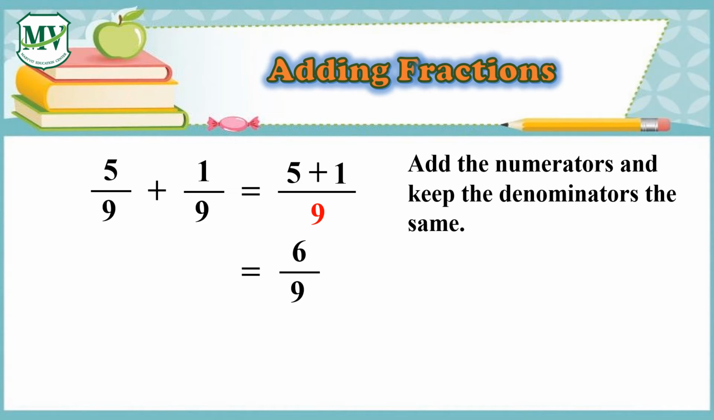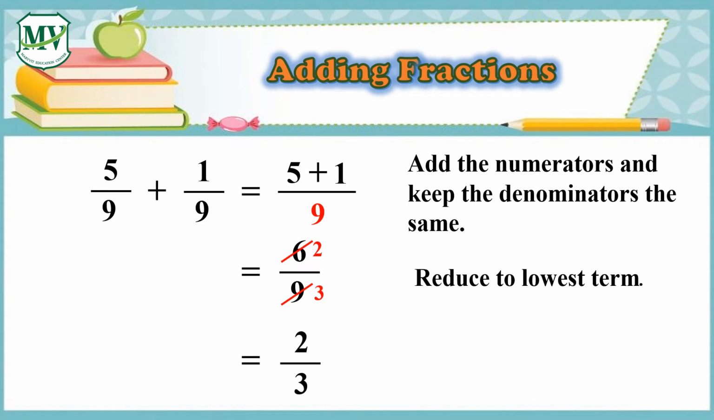Always check if your answer can be simplified. 6 and 9 are divisible by 3, so we need to reduce our answer to lowest terms. We will divide the numerator and denominator by 3. 6 divided by 3 is equal to 2. 9 divided by 3 is equal to 3. Therefore, our answer is equal to 2 over 3. Did you get it? Good job! Let's learn another one.